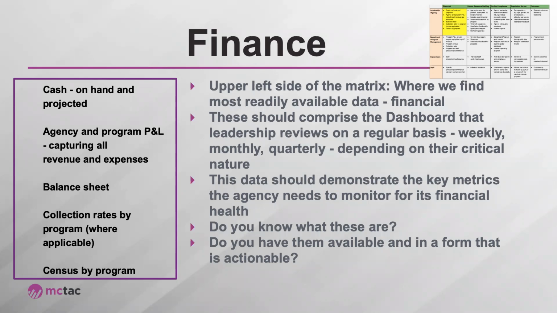And this data really should demonstrate the key metrics that the agency's decided it needs to monitor for its financial health. And the real question that you should be asking yourself is, do you know what these metrics are? For every agency, cash on hand, profit and loss statements, the balance sheet, but there are going to be other metrics that you need to understand, and that may be collection rates by program, census, productivity for clinics, whatever the financial health of the agency depends on, should be available to the executive team to review on a regular basis.